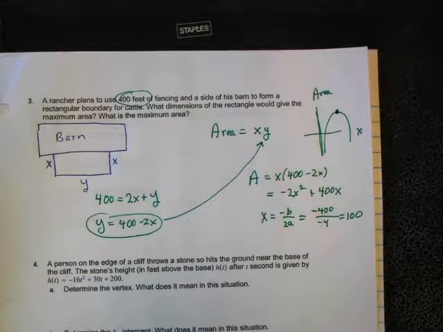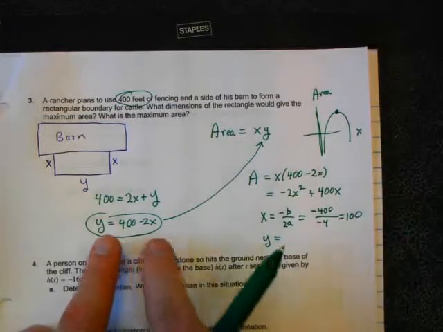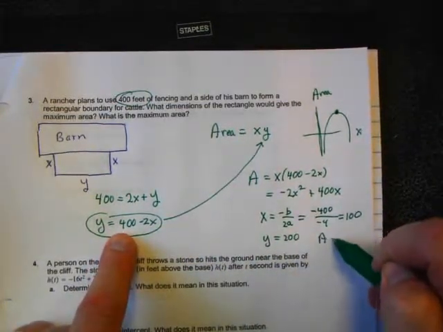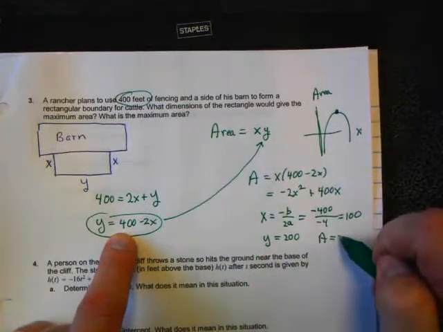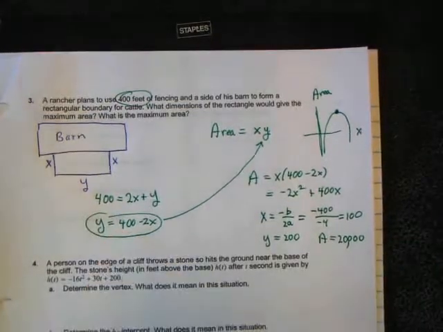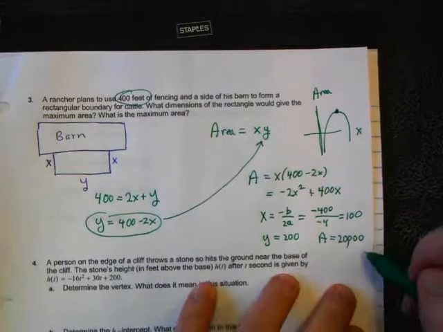So x should be 100, which means I take that and plug it in there. Y should be 200. And then the area would be x times y, 100 times 200. 20,000. Square feet.